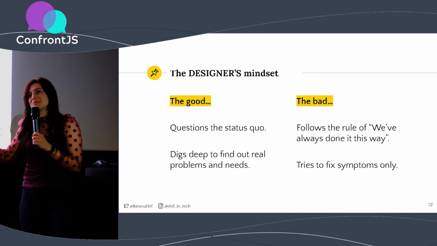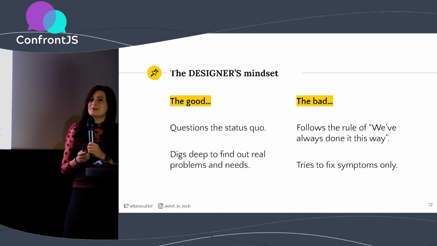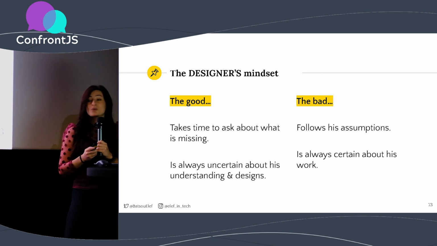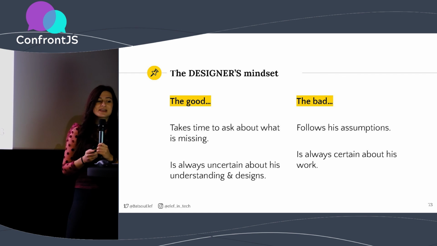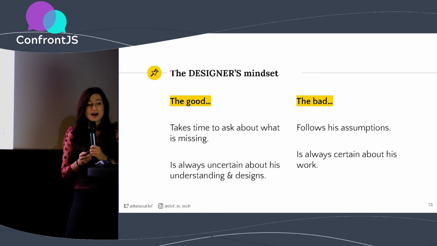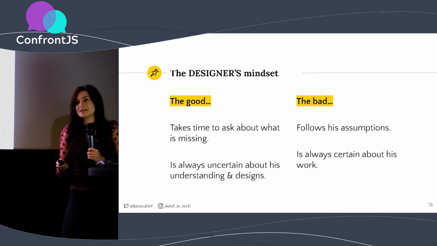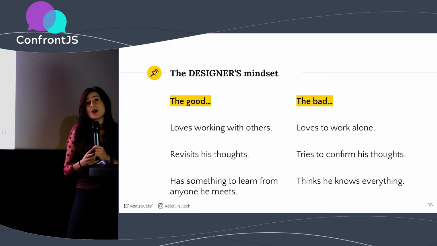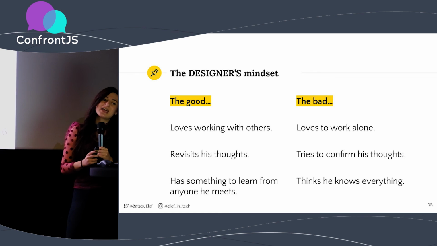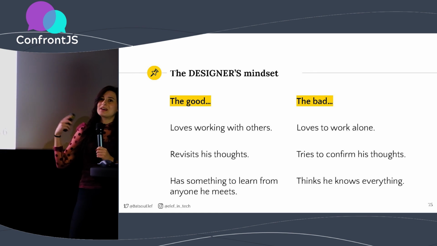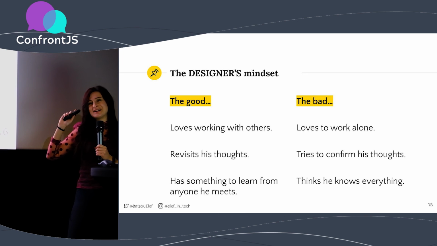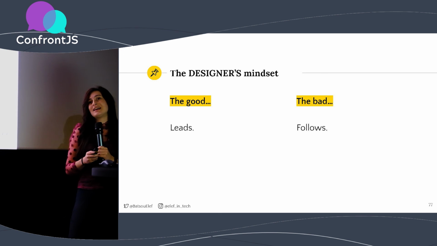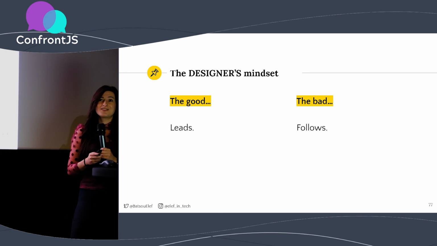And how many times have you heard that? We've always done it that way. I'm pretty sure quite a lot. The good one takes time to ask about what is missing and is always uncertain about their understanding and designs, whereas the bad one follows their assumptions and is always certain about their work. The good one loves to be wrong and seeks feedback, whereas the bad one loves to be always right and seeks praise. And I'm sure that you can find some people who are in one situation or the other. Also, the good one leads, whereas the bad one follows.